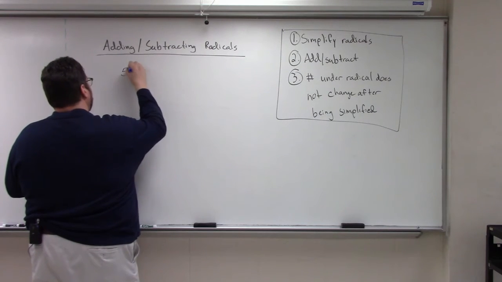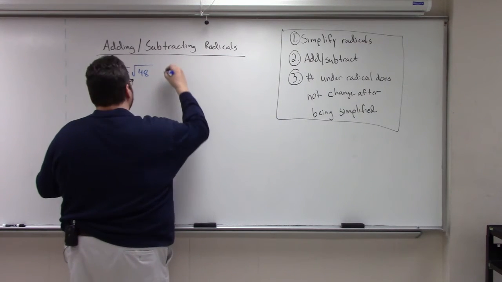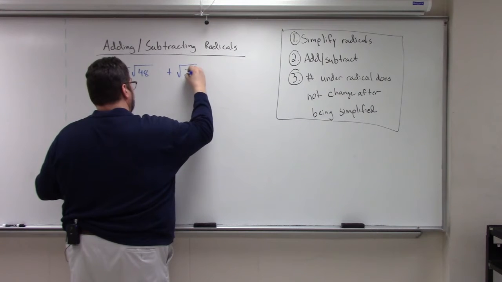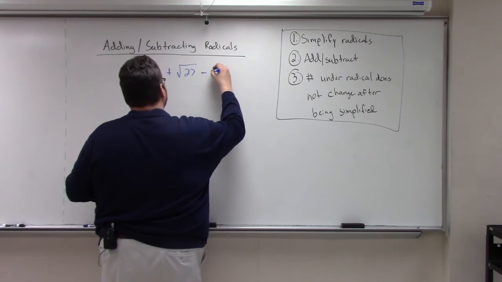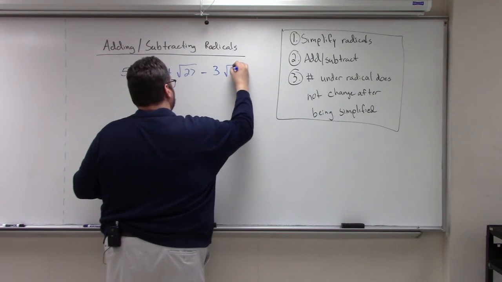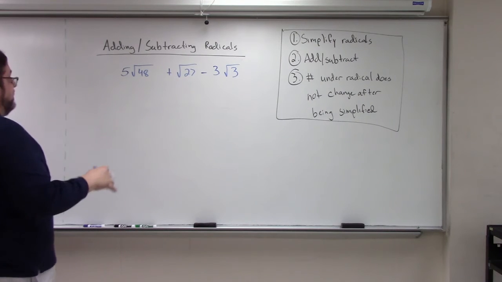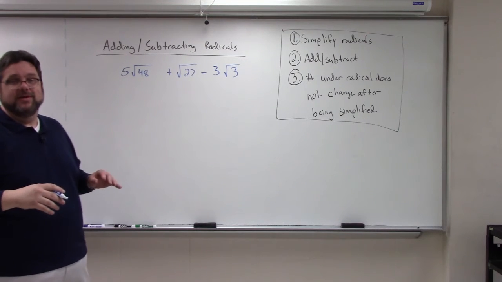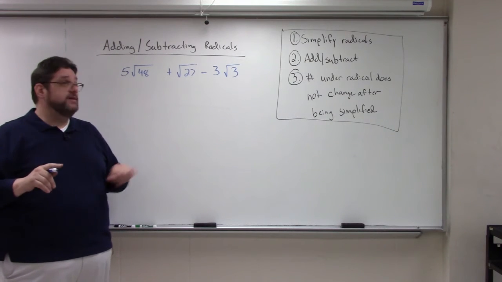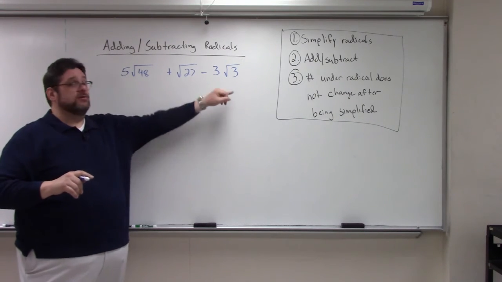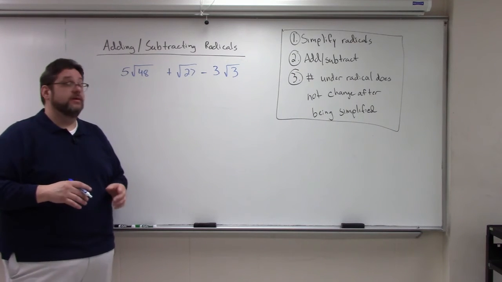All right, 5 square root of 48 plus the square root of 27 minus 3 square root of 3. Now you might be thinking, oh, now you've got 3 things in there. And there'll be several problems where you have 3, but in most of these, there's going to be one of the radicals that doesn't simplify. So it'll kind of actually give you a hint of where you're going.